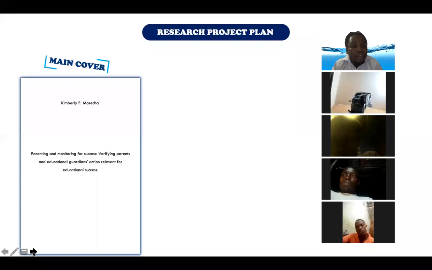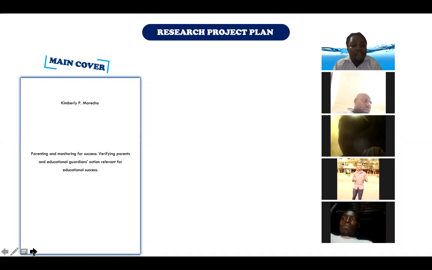Okay, so after your name in the middle, at the top, centered at the top, we find the mid section of the paper, the A4 paper, we find your topic or your research problem, or your title, the title of your paper. So in this case, Kimberly's paper is titled Parenting and Monitoring for Success, Verifying Parents and Educational Guidance Action Relevant for Educational Success. That's the title of the paper.